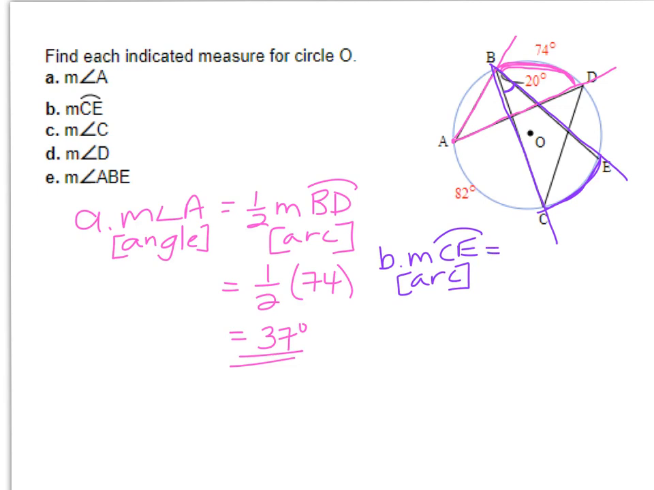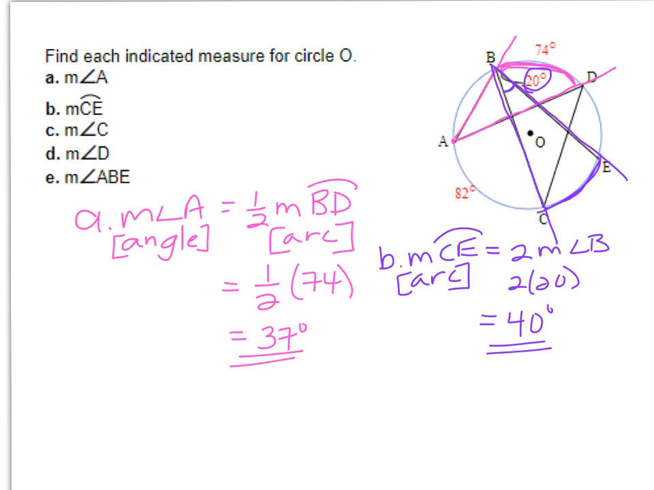Instead of multiplying by 1/2, we multiply the angle by 2. And the angle that intercepts arc CE is angle B. Now on this picture, it says angle B equals 20. And if you multiply 20 times 2, the measure of arc CE is 40 degrees.